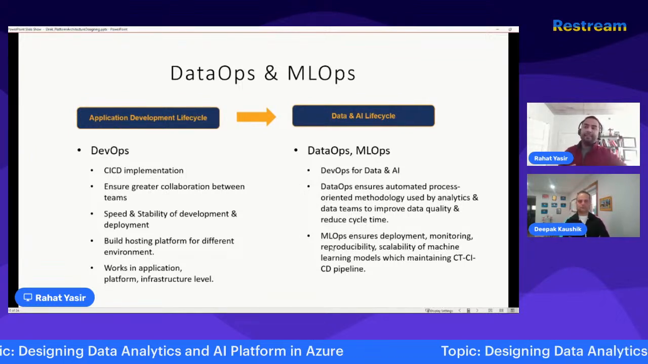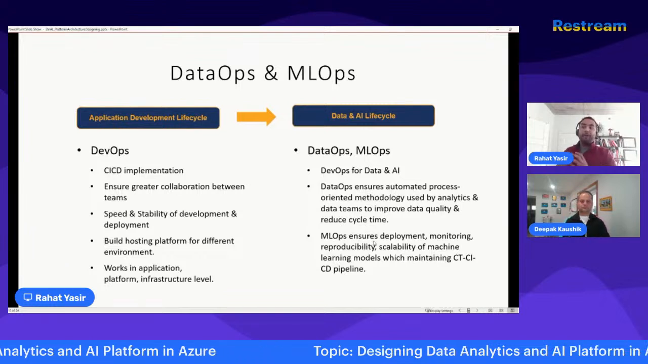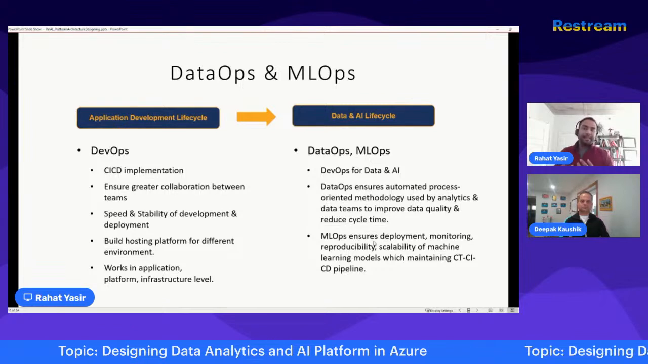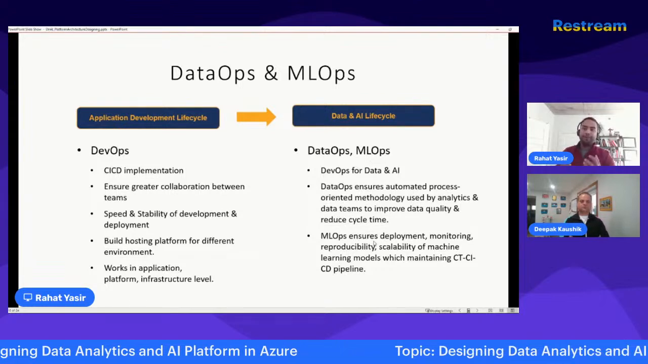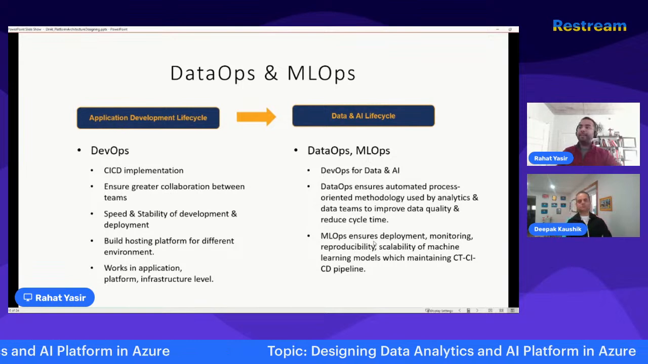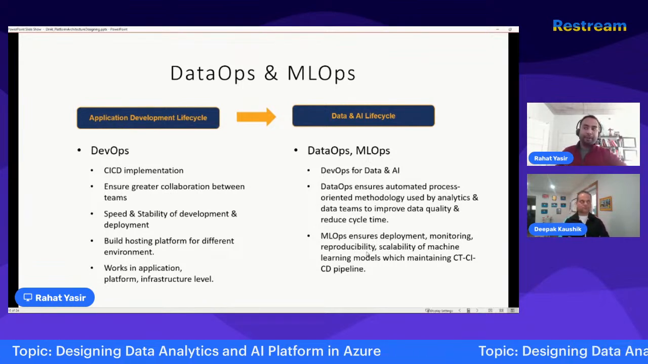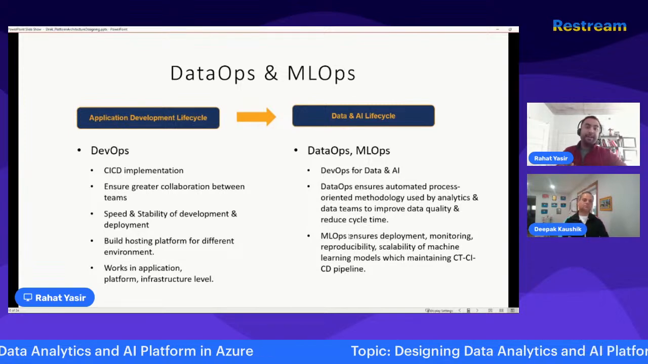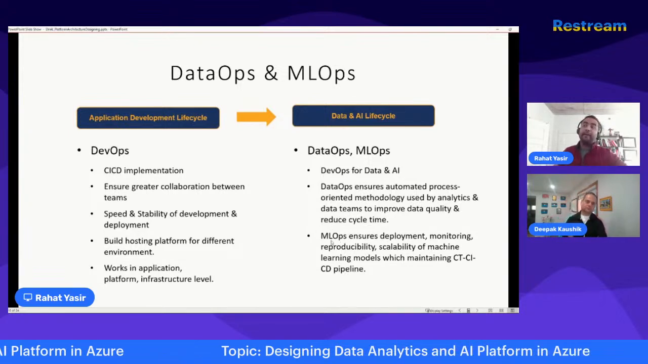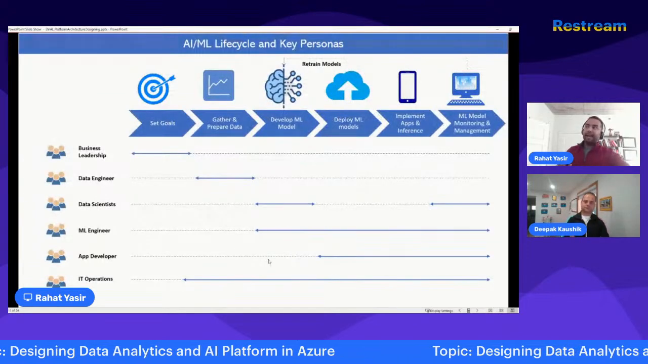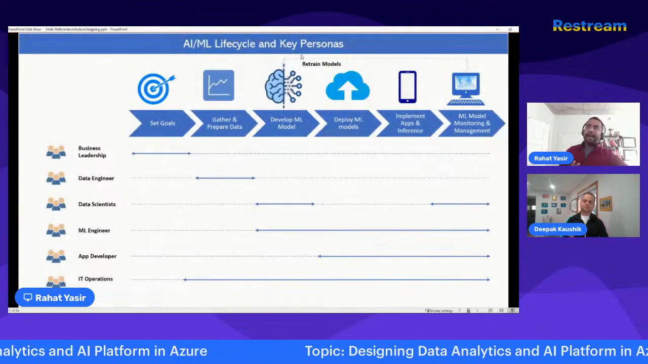And the ML ops is someone who ensures the model deployment, monitoring, reproducibility, scalability through CT, continuous training, continuous integration, and continuous development pipelines. So a data scientist is not responsible to deploy the model. It is the MLOps engineer who is responsible for this type of deployment. So for just data, it's a similar thing for AI as well.